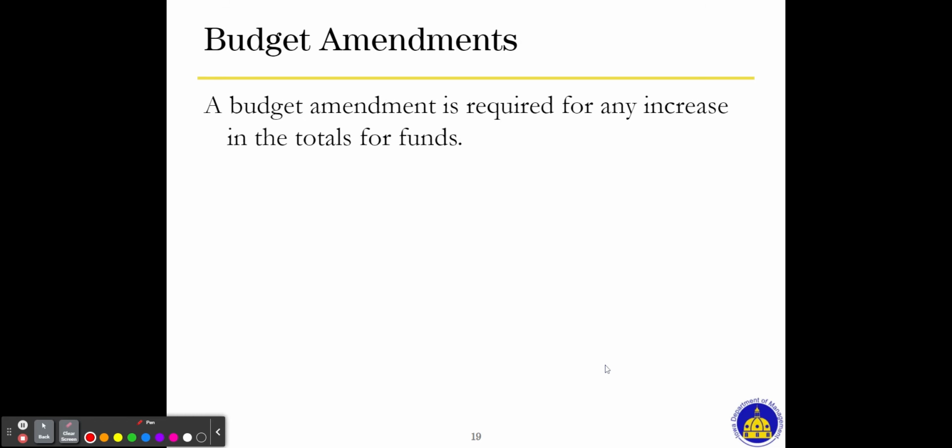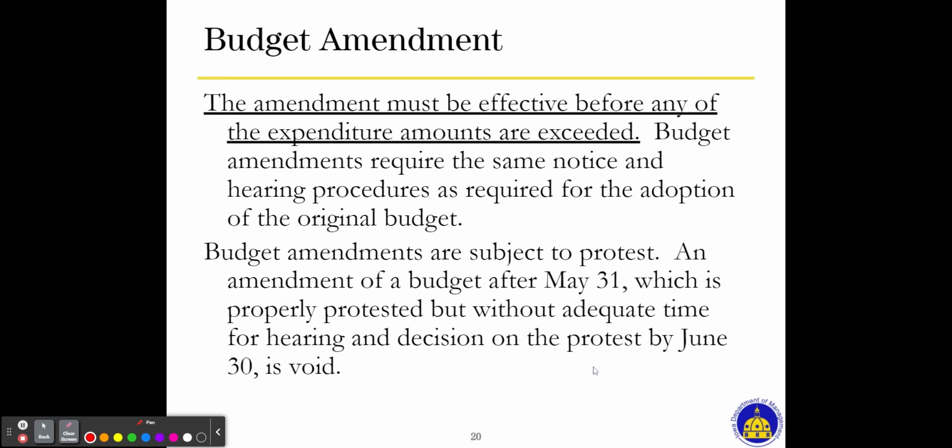A budget amendment is required for any increase in the totals for funds. So if you're in your fiscal year and you realize you did not budget enough expenditure in a particular fund, then you would need to amend your budget. The amendment must be effective before the expenditure amount is exceeded, so you amend before you spend.